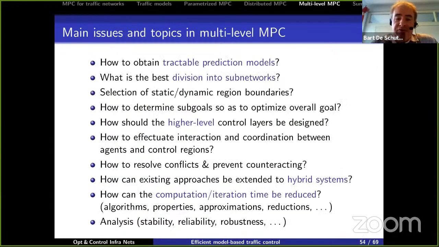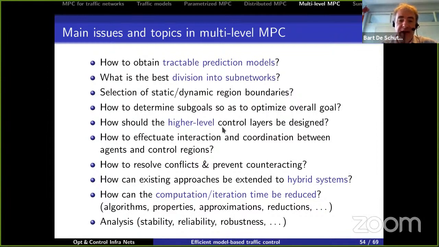Of course, there are a lot of issues that still remain. And so the question is, how can we define prediction models? Because in the different levels of the hierarchy, you would typically have different types of models. Also, how do we divide the network into subnetworks? What is the best possible division? Should this be done in a static way, or should we maybe change the boundaries of the regions in a dynamic way? How can we define the goals for the local control agents, for the supervisors, and so on, so that we can still reach a global goal?